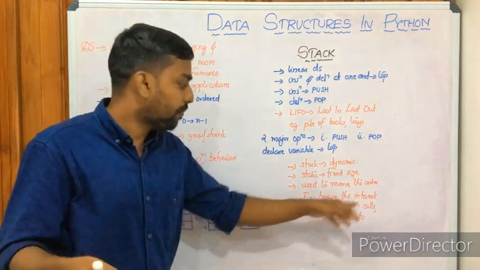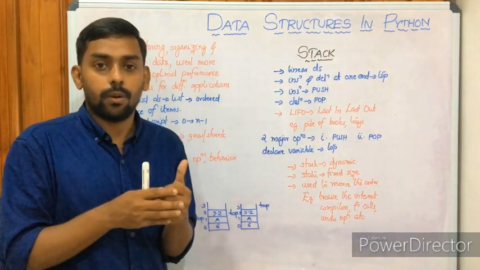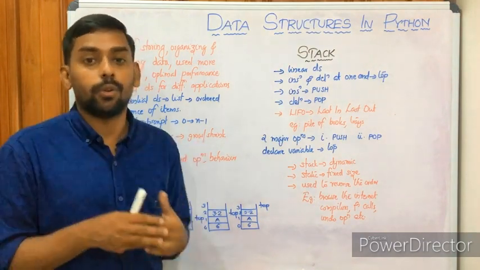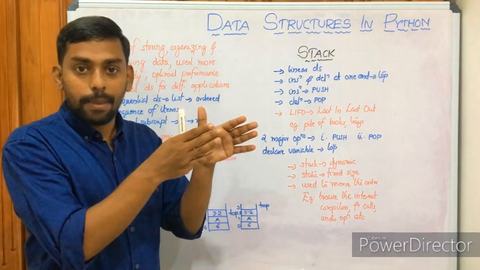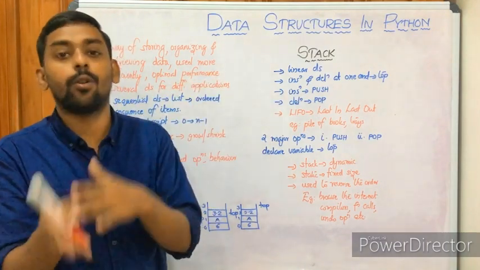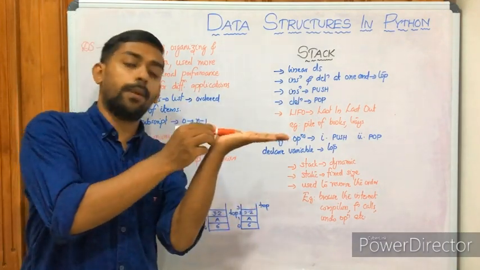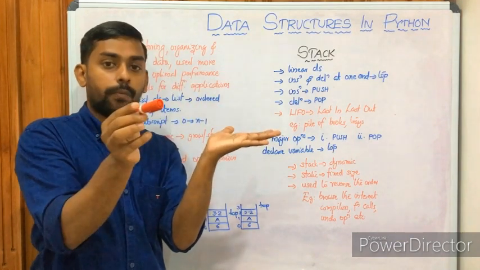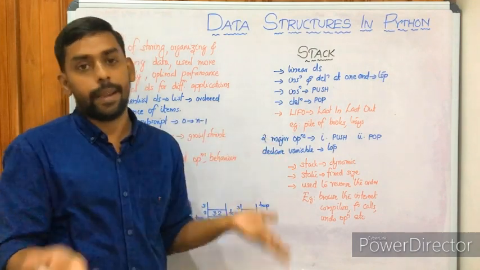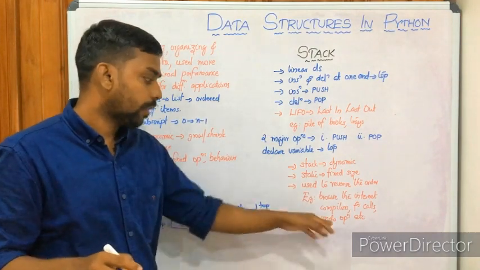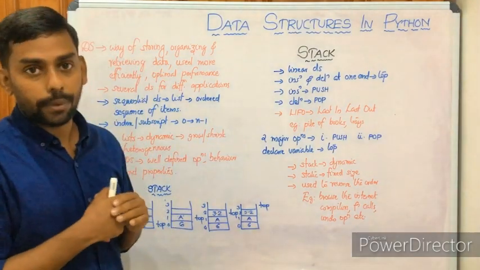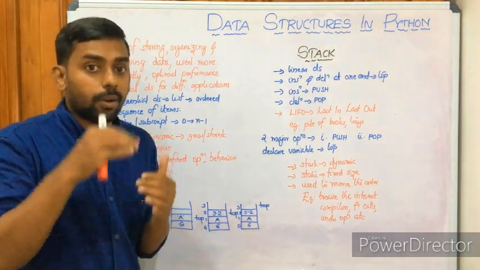Then compilers and function calls. Suppose main calls A, and A calls B. Which one will be executed first? B. Main will be placed first, then A, then B. B will be taken out first, popped first, after that A, then main. That's what function calling is. Then the undo operation. These are some examples of stack operation. Now a quick revision.